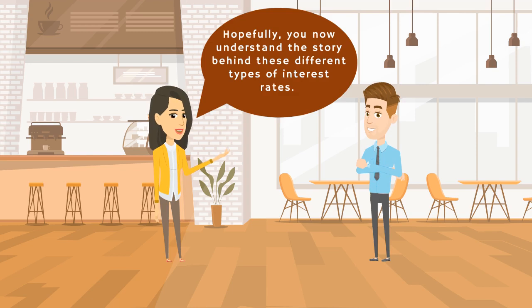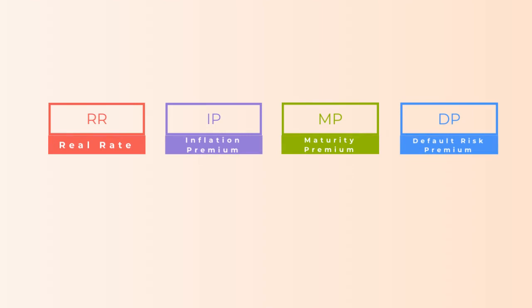Hopefully, you now understand the story behind these different types of interest rates. Using these four components, you can price any bond. If you are curious, you can check out some financial websites to see where various bond yields are at.